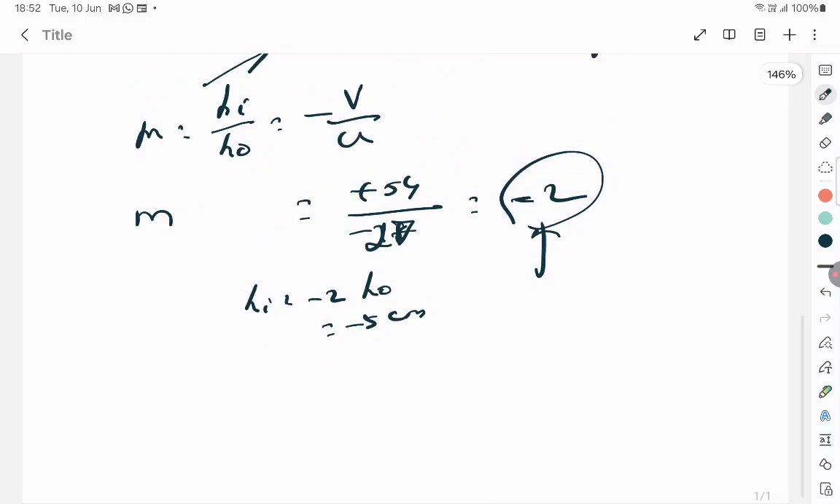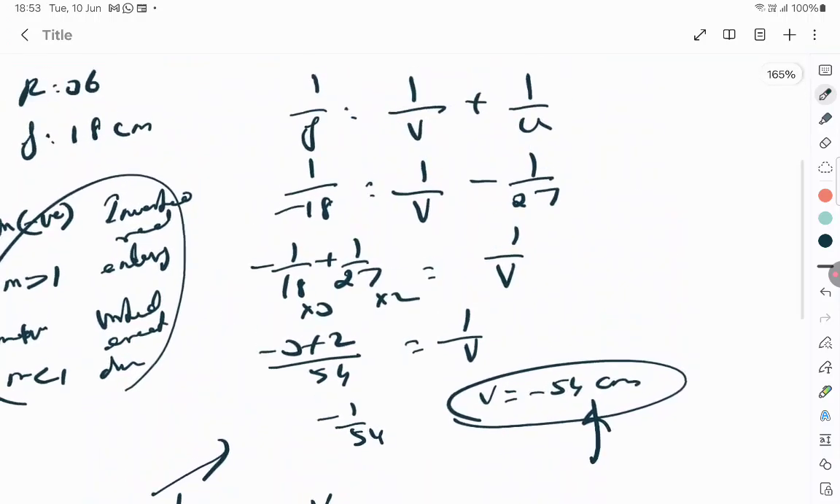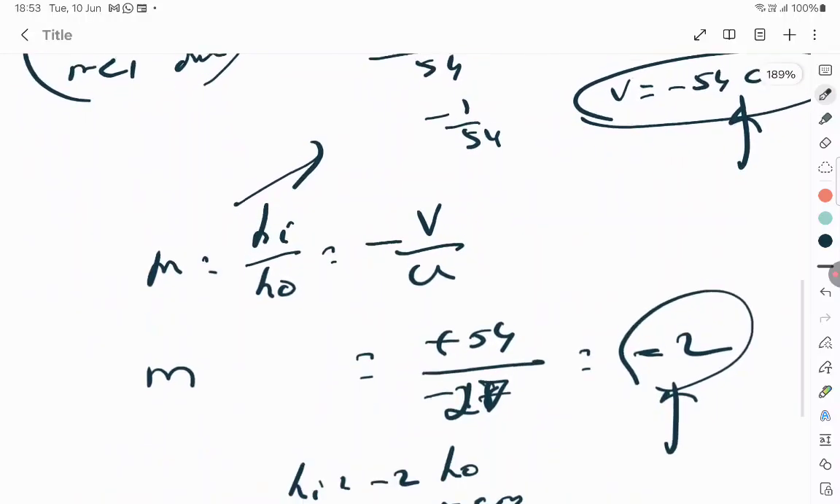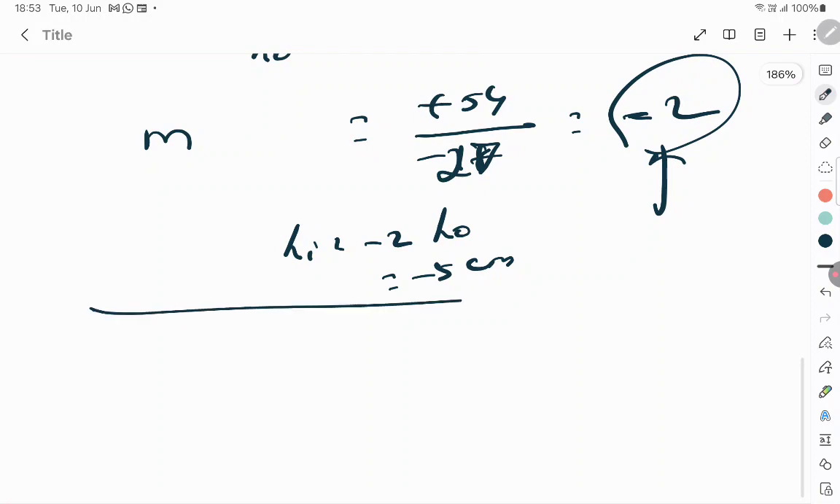The candle is moved closer and closer. Between F and P, you will start getting a virtual image on the other side, and virtual images cannot be taken on the screen. That's a very important point. Real images can be obtained on the screen. Virtual images cannot be obtained on the screen. Okay, so let's go to the next question.